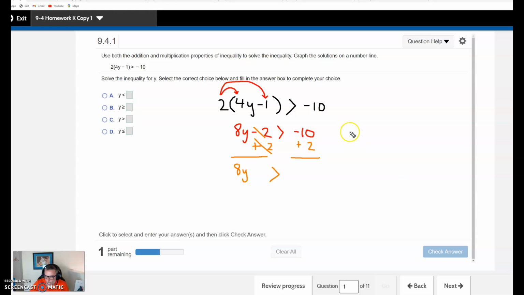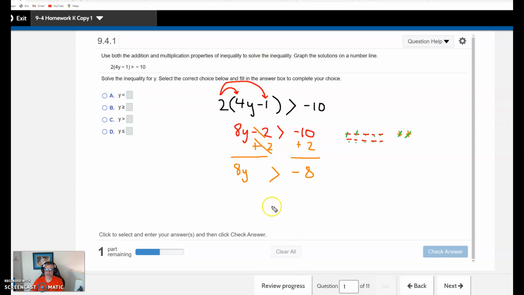Let's do this the long way. I have 10 negatives. 1, 2, 3, 4, 5, 6, 7, 8, 9, 10. And I have 2 positives. 1, 2. And remember that a positive and a negative cancel each other out. So I can cancel out one negative with one positive, another negative with another positive, and that's it. And then you look and see, what am I left with? Well, I'm left with 1, 2, 3, 4, 5, 6, 7, 8. That is 8 negatives. So negative 10 plus 2 is negative 8.